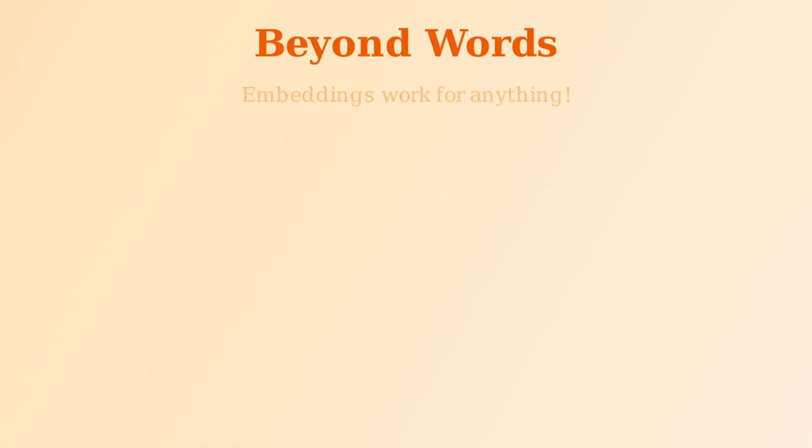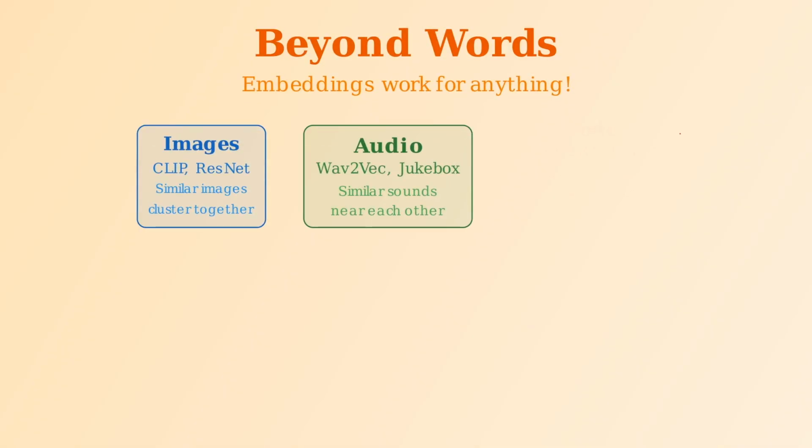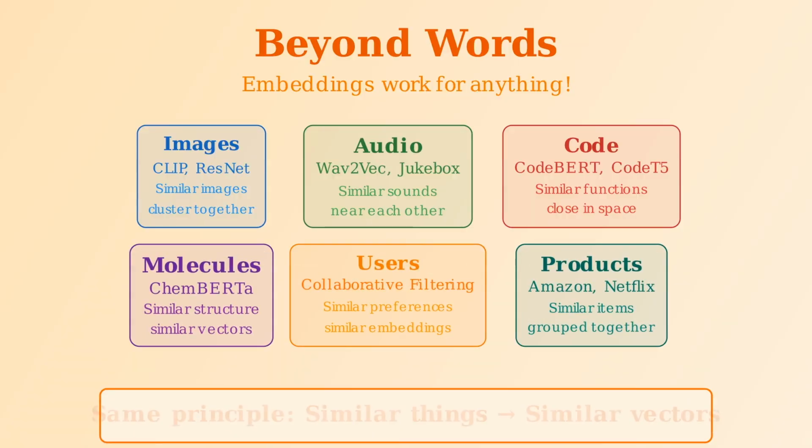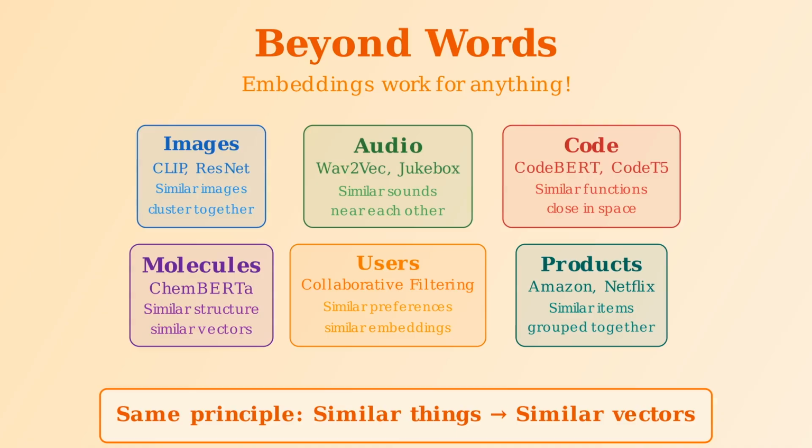Embeddings aren't just for words. The same principle works for anything. Images get embeddings where similar pictures cluster together. Models like CLIP and ResNet convert photos into vectors. Audio embeddings group similar sounds, while Wav2Vec and Jukebox understand music and speech. Code gets embeddings too. CodeBERT and CodeT5 put similar functions near each other in space. Even molecules have embeddings. ChemBERT learns chemical structure.